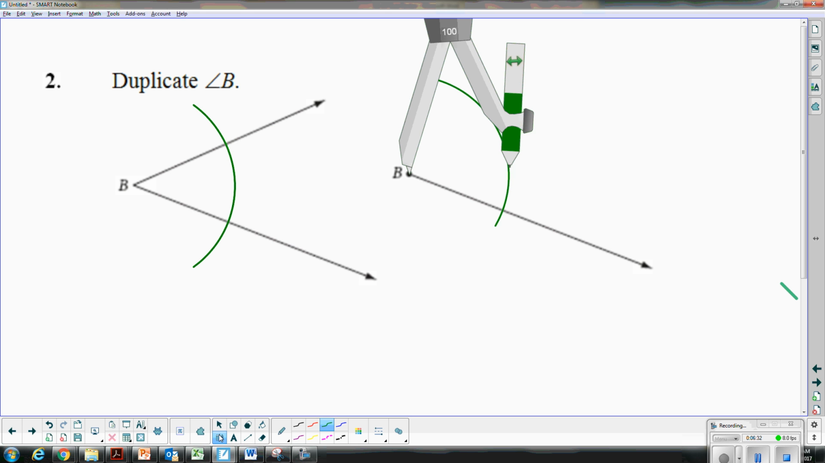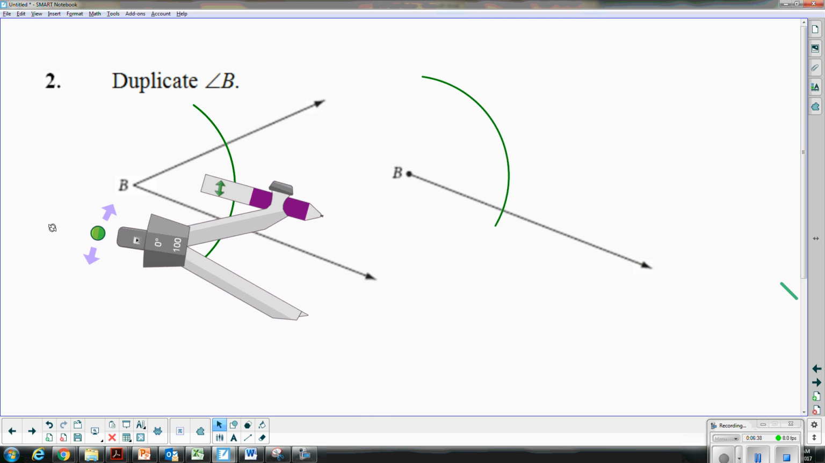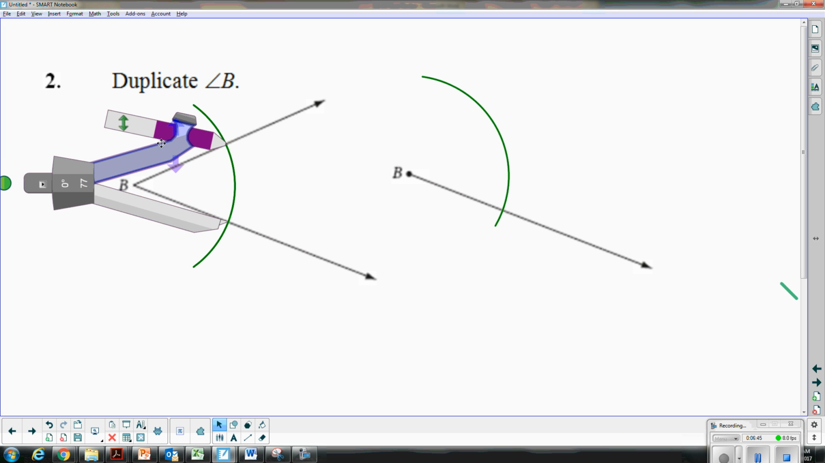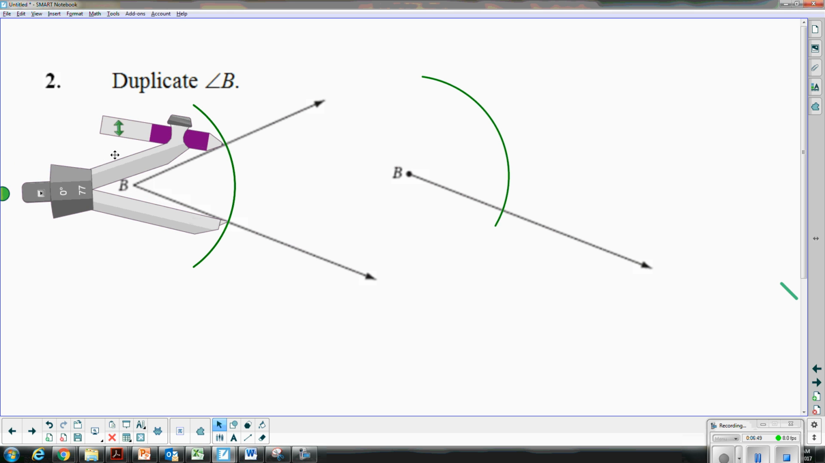Okay, and then your next step is to actually measure the arc. So how big is it between where the arc intersects this ray and where the arc intersects this ray? Okay, so here's my point of intersection right here.